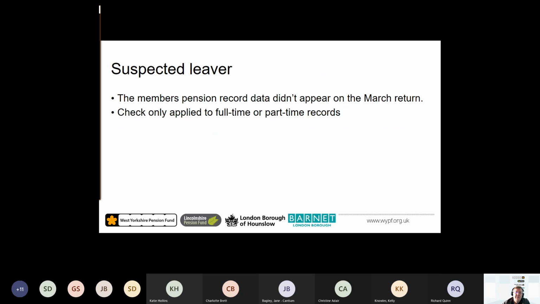Suspected leavers. We have spent a lot of time in the last few months sending out details of people that we think have left, but there will be more people when we come to do the pension statements. So again, if we suspect a member's left, we will quarantine that record to give you the opportunity to, A, tell us they've left, and B, supply us with the leaver/retirement notification.